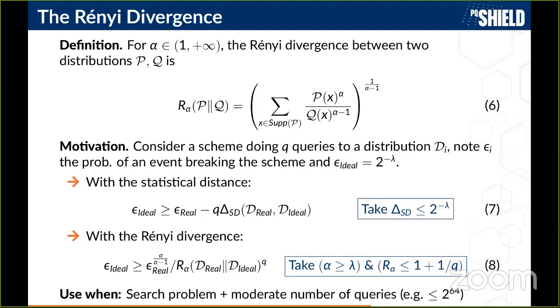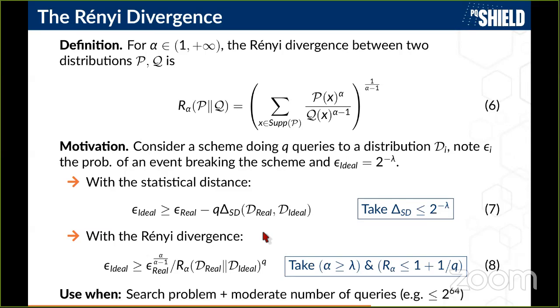So with the statistical distance, it's the property given in equation 7. And we can see that it's an additive equation. And this equation imposes essentially, if you want to claim the same security up to losing, let's say, a constant number of security bits, it imposes to take the statistical distance less than 2 to the minus lambda.